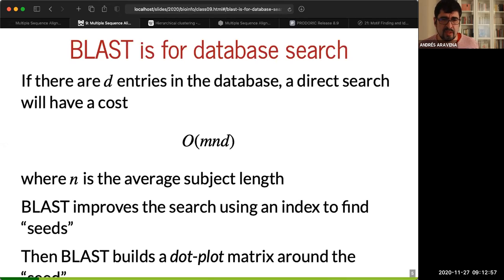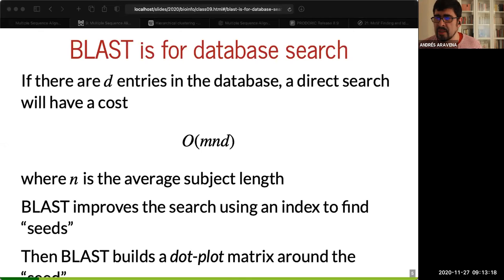Okay, seed is called when you look in the index and you find it somewhere in the subject. That place that you find is technically called the seed, because it's where all the things grow from that place. Okay, any question?